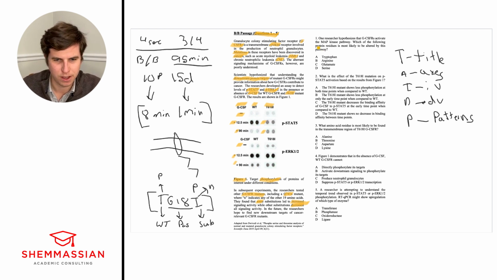All right, number one. One researcher hypothesizes that these GCSFRs activate the MAP kinase pathway. Which of the following protein residues is most likely to be altered by this pathway? This is a very interesting question, because we almost don't need the passage for this. We have this thing and it activates a pathway, and this would be that downstream idea. And what type of pathway? It's a kinase pathway. So we're using our outside knowledge for what is a kinase.